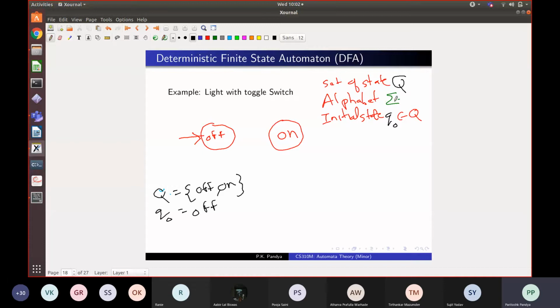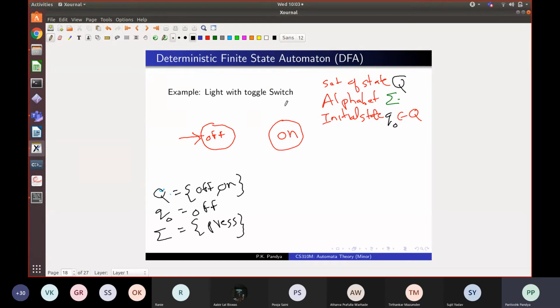Then I've got an alphabet. What are the kinds of events that can occur in this system? So I've got sigma, and that is the set. I have only one kind of thing in a toggle switch. All I can do is press it. So there's only one event. Here we have a unary alphabet consisting of press.